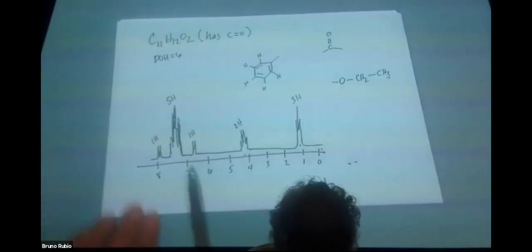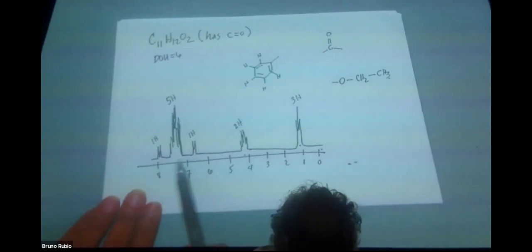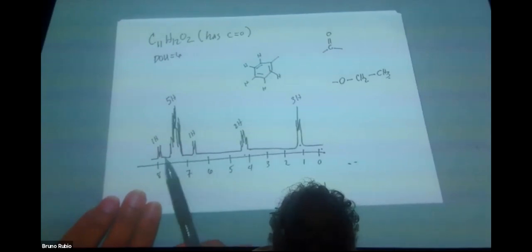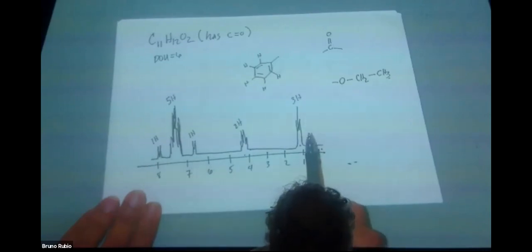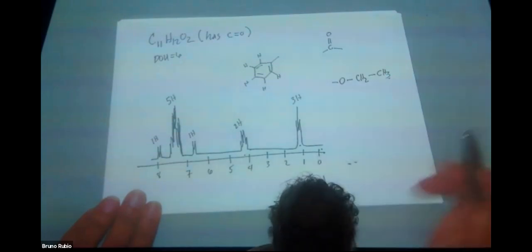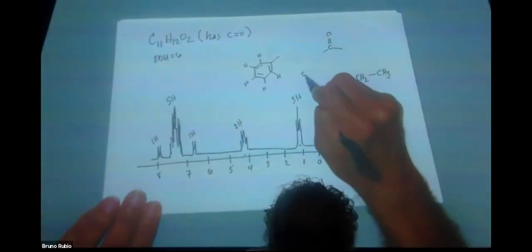And so these 2 guys, if I look at my table of chemical shifts, are in the alkene region of the spectrum, right? And so we need 1 more degree of unsaturation. We need 2 more carbons. How are we going to take care of all of that in one fell swoop? An alkene.